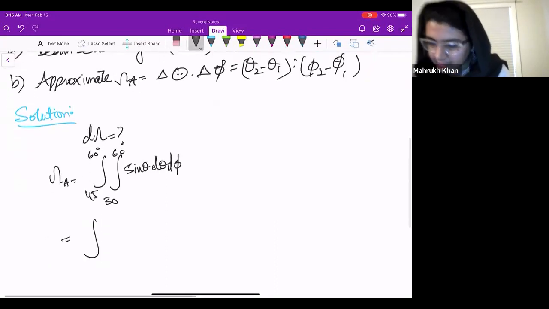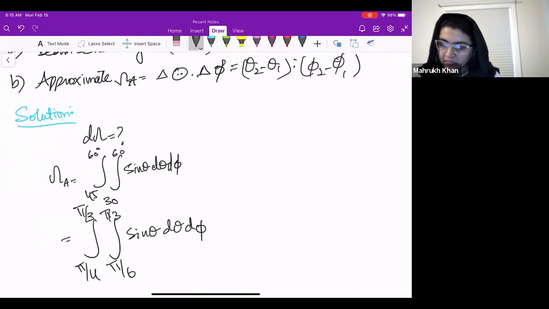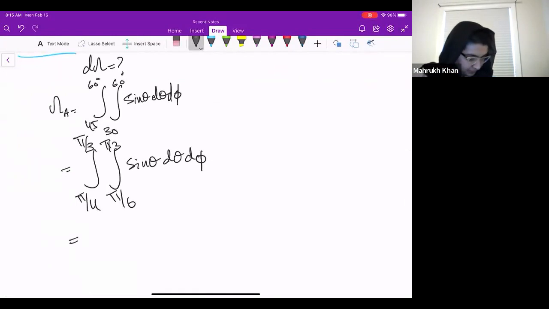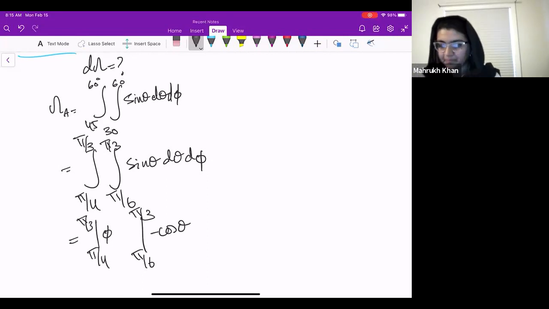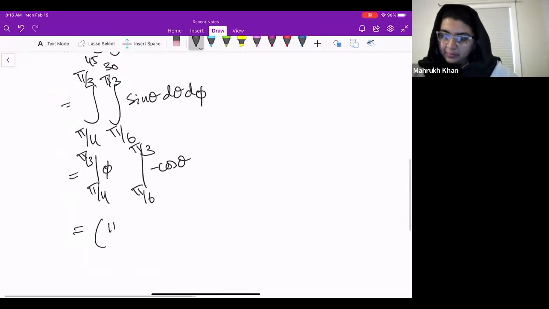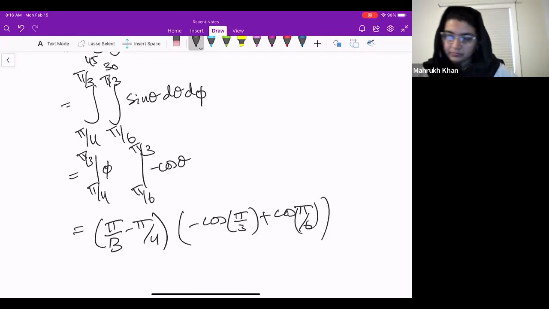Okay, and we can write it as pi by 4 to pi by 3, pi by 6 to pi by 3, sine theta d theta d phi, and then it will become minus cos theta from pi by 6 to pi by 3. And for phi, it will be pi by 4 to pi by 3. So it will be pi by 3 minus pi by 4, and it will become minus cos pi by 3 plus cos pi by 6. Right, so we are fine here.